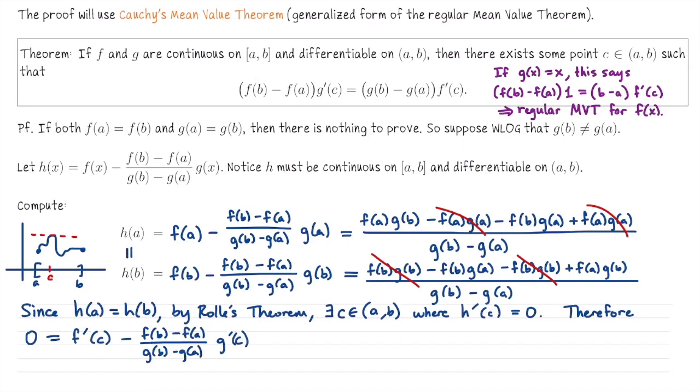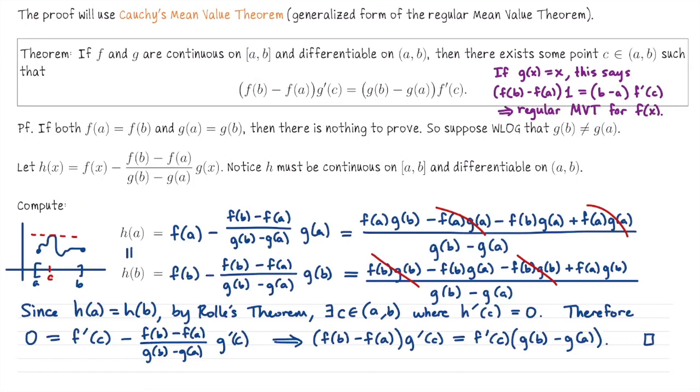So now if I subtract over, cross multiply, we're going to be left with f of b minus f of a, g prime of c equals f prime of c, g of b minus g of a. And is that what we want? Yep, that's exactly what we want. Okay, so now we've proven Cauchy's mean value theorem.